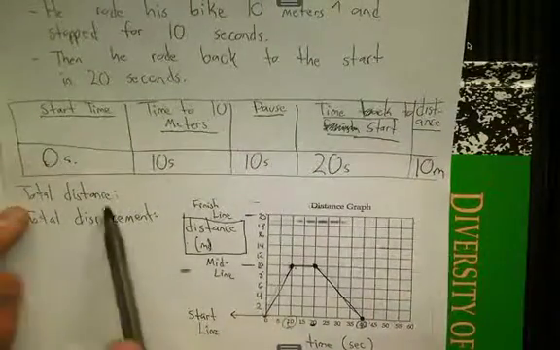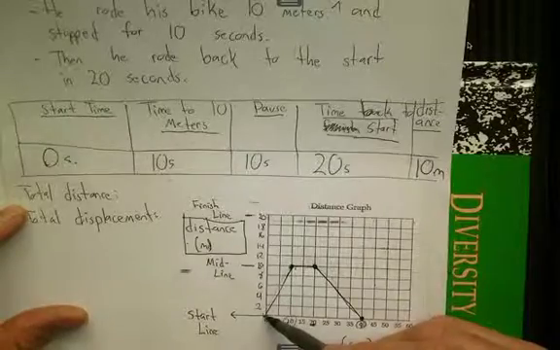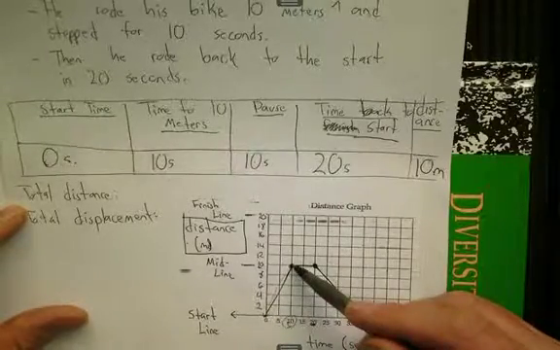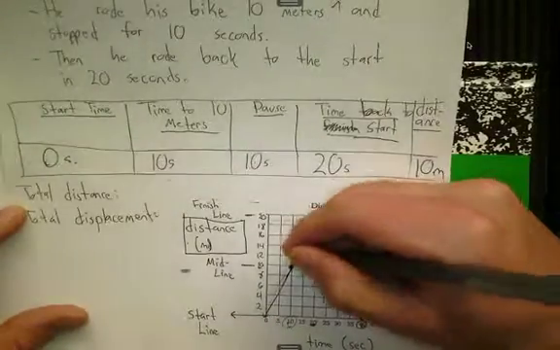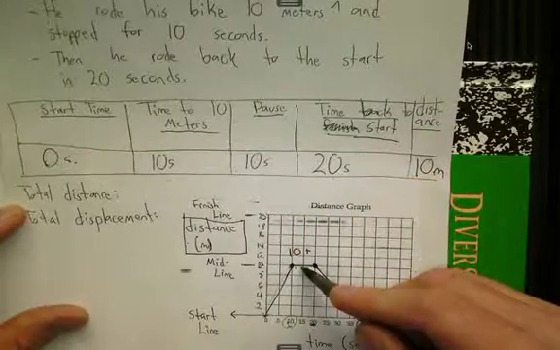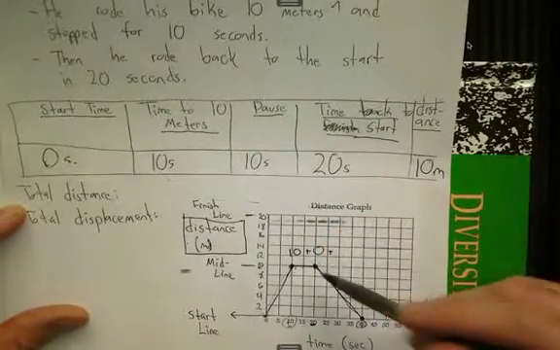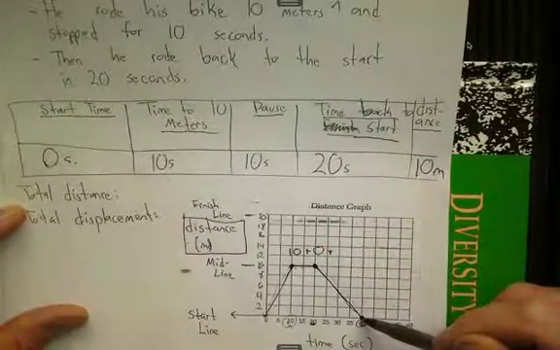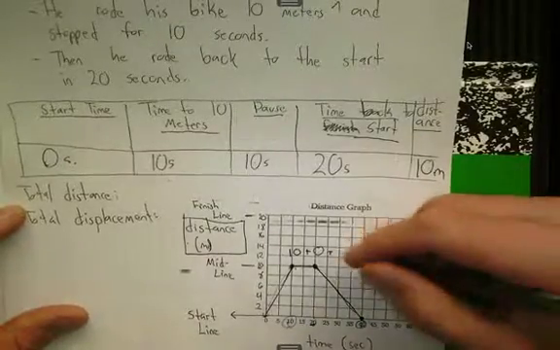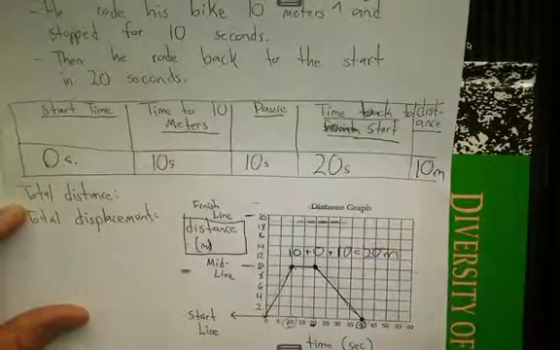Now, let's look at the distance. How far did he go total? He rode his bike 10 meters. Then he took a pause. He's not going anywhere here, so that's 0 meters. Then he is returning back to the start line, 10 meters away. So he went a total of 20 meters.